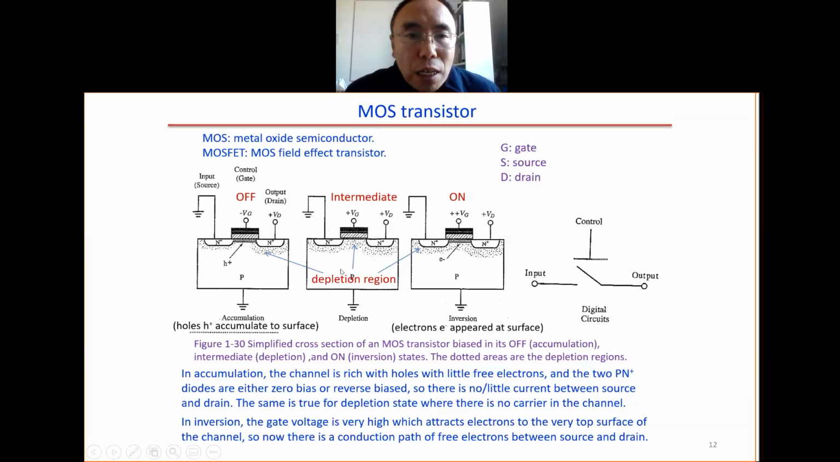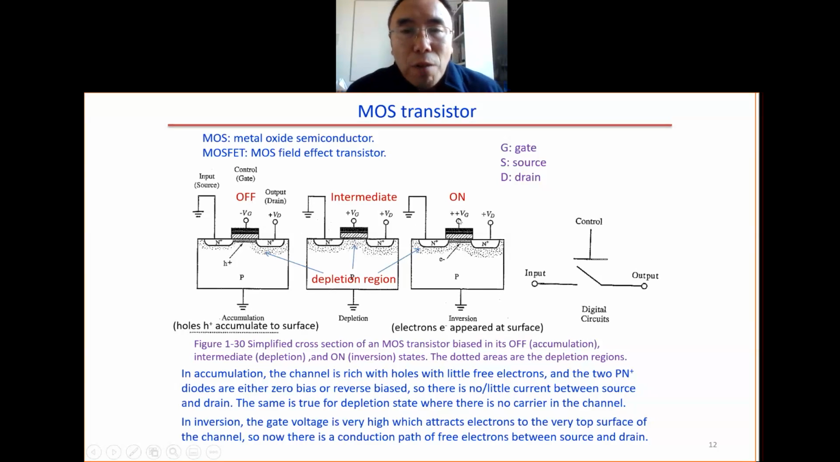The same is true for the depletion region. In this case, we apply a positive voltage. This positive voltage will push away the holes. But this side is still N-type with no carriers, and this is P-type, so this junction is reverse biased and current cannot flow from here to here, because this P-N junction is reverse biased. This is still off, so it is still an off state.